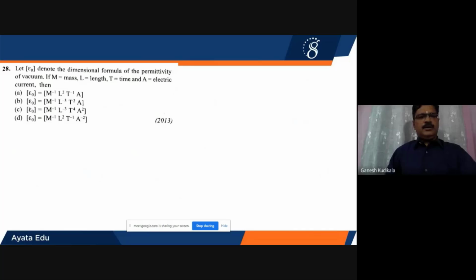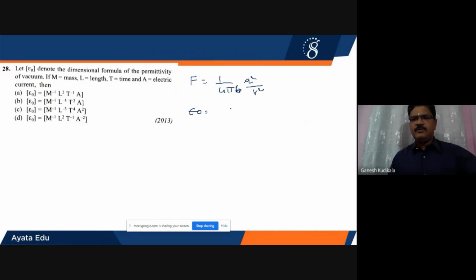Then the dimensional formula of electrical permittivity, he is asking to find out in terms of mass, length, and time. That is actually what the dimension formula is asking to calculate. So we know the basic relation for the electrostatic force. It is F = 1 by 4 pi epsilon naught, with this we did so many times, q1 q2 divided by r square.